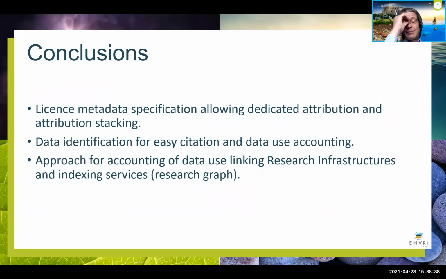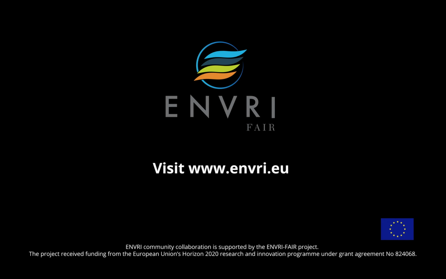So what have we come up with? We have created a license metadata specification, which includes dedicated attribution and attribution stacking. We developed an approach for easy citation of the data, but also for quantifying data use. And we also, at least, have an idea of how we can facilitate accounting of data use by collaboration with the indexing agencies maintaining their research graphs. So much from me. Questions?